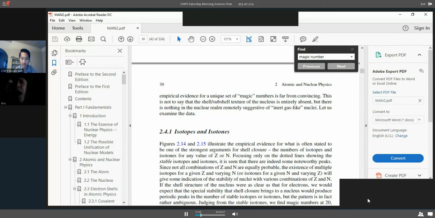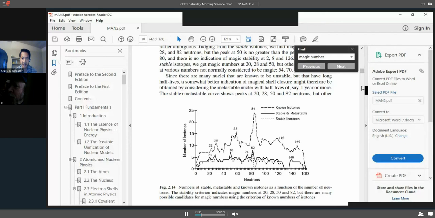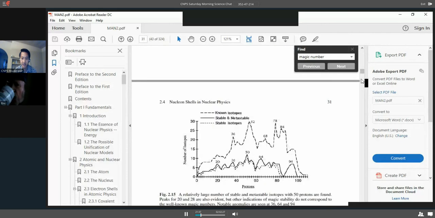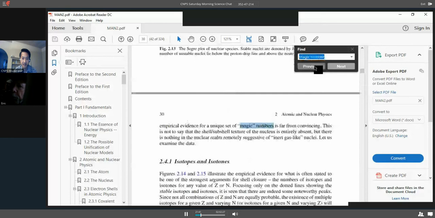Well, let's get back to actually looking at, let's go look. So that is the list, the table of isotopes. Let's see, where was I?